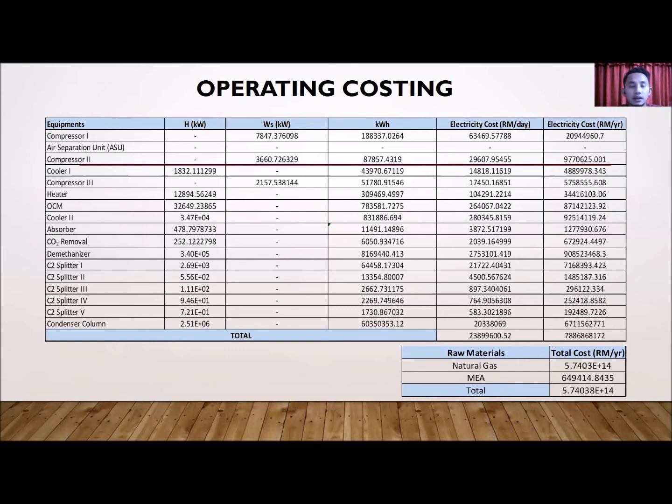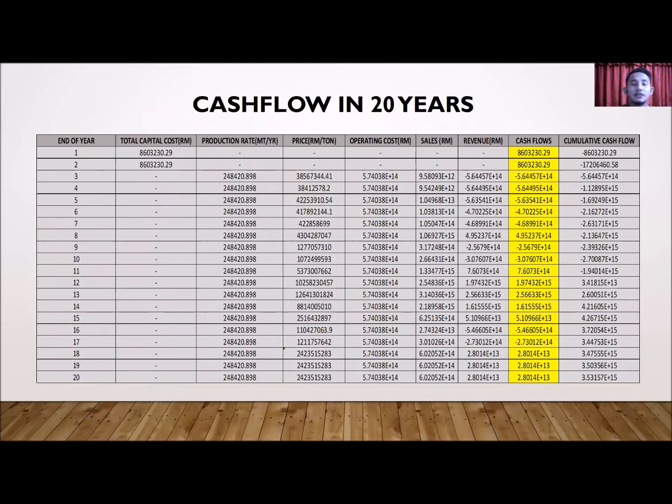So we have calculated and multiplied with the tariff rate, which is 0.33, times 24 hours a day, 330 days for a year. And then we total up the natural gas, which is 5.7 trillion, and for the total operating cost for the equipment, the total comes up to 574 trillion.